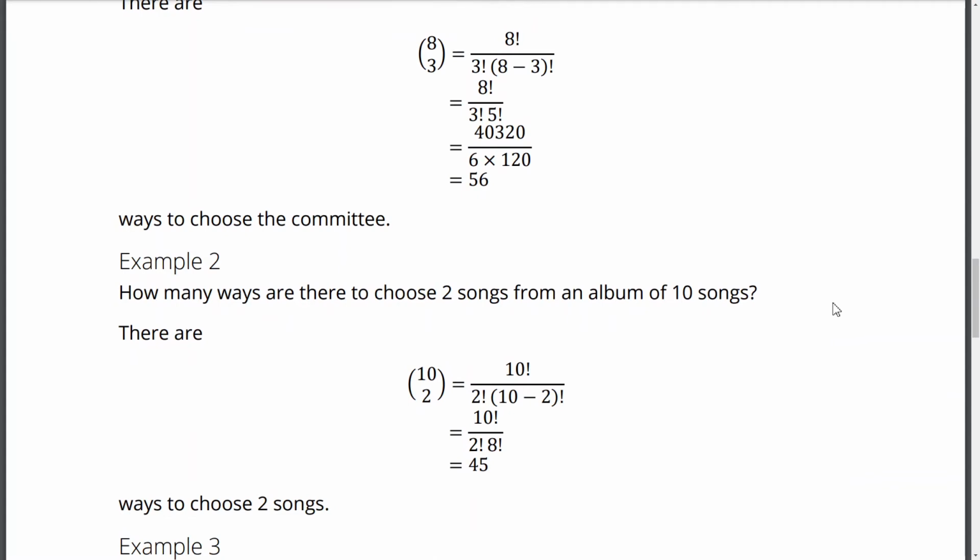Our second example, how many ways are there to choose 2 songs from an album of 10 songs?